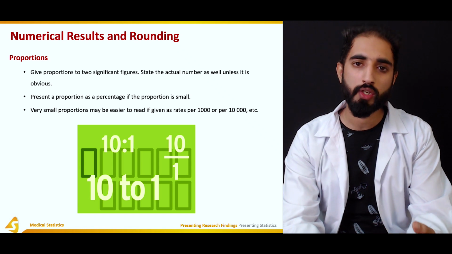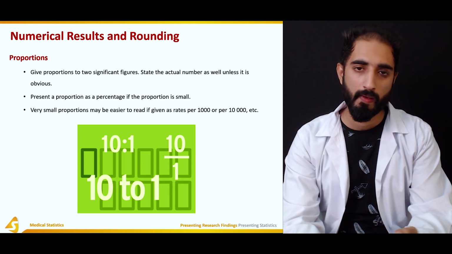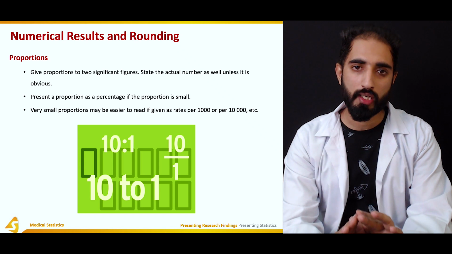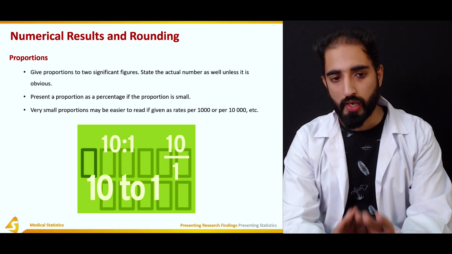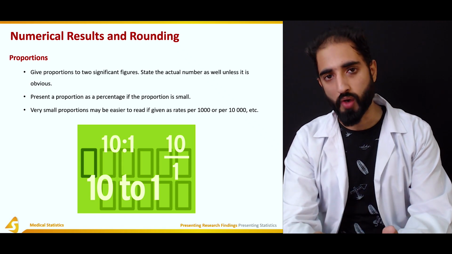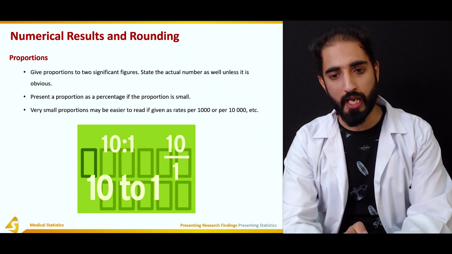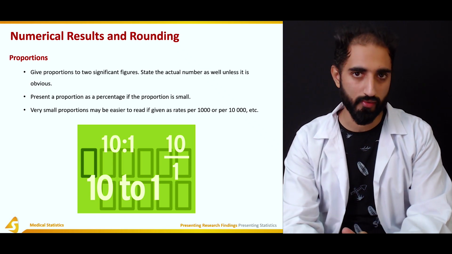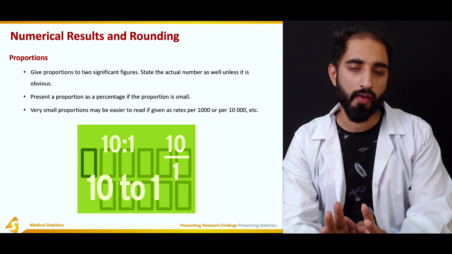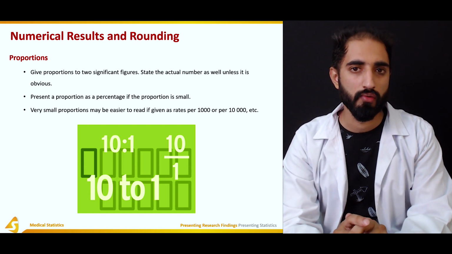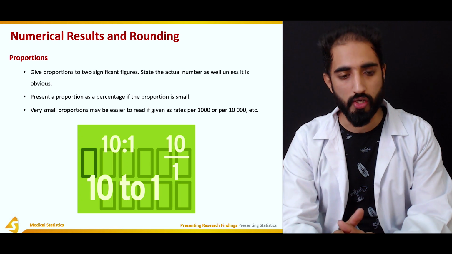The second thing is how to deal with proportions in numeric data. So when we are dealing with proportions, you should also round them off to 2 significant figures or something that you feel comfortable with. State the actual number as well unless it is obvious with the proportion. If it is not obvious, then do mention it.